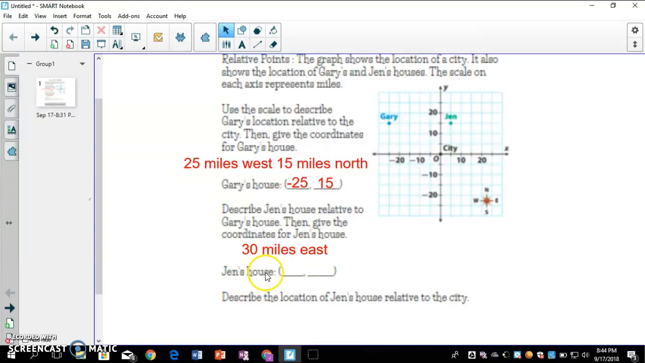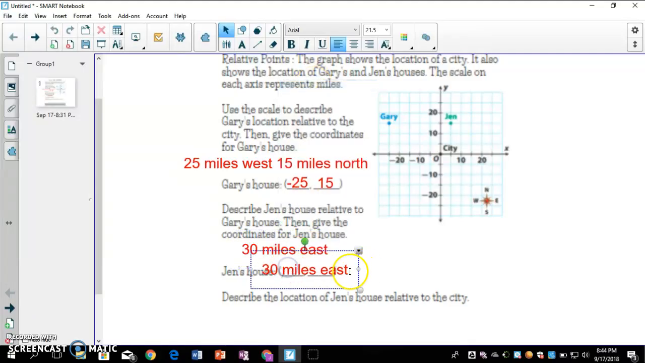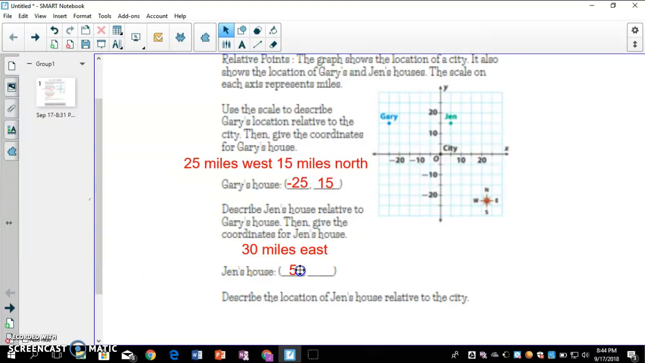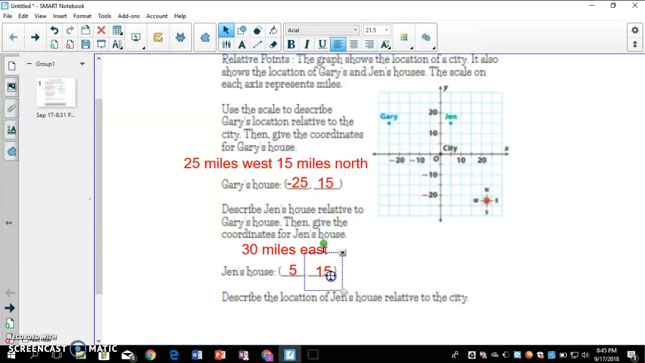Now to give us Jen's house coordinates, we need to look at 0 and we move 5 to the right. So on our x, it's going to be 5. Then for Jen's y coordinate, we're going to go up, and if we count, we've got 5, 10, 15, because she's straight across from Gary, so it's going to be the same y coordinate as Gary's. So her coordinates are 5, 15.